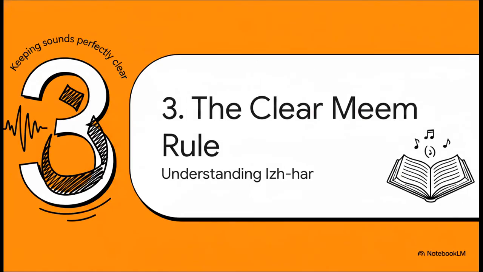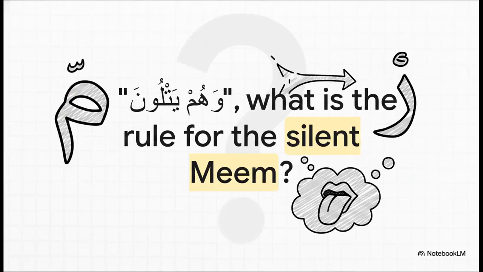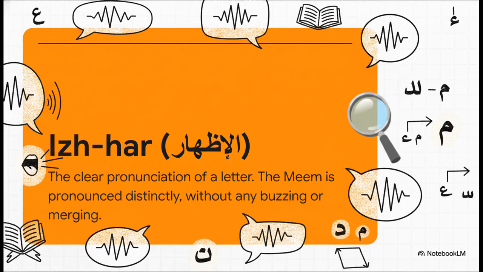Okay, next up, let's look at the rule of the clear meme. Because sometimes the goal isn't to change or merge a sound, but to make sure you keep it perfectly, crystal clear, and distinct. So the source material poses this exact question to us. When you have a silent meme, one with a sukoon on top, and it's followed by a letter like ya, what's supposed to happen to that meme sound? Do you stretch it? Do you hide it? What's the rule? And the answer is a rule called izhar.